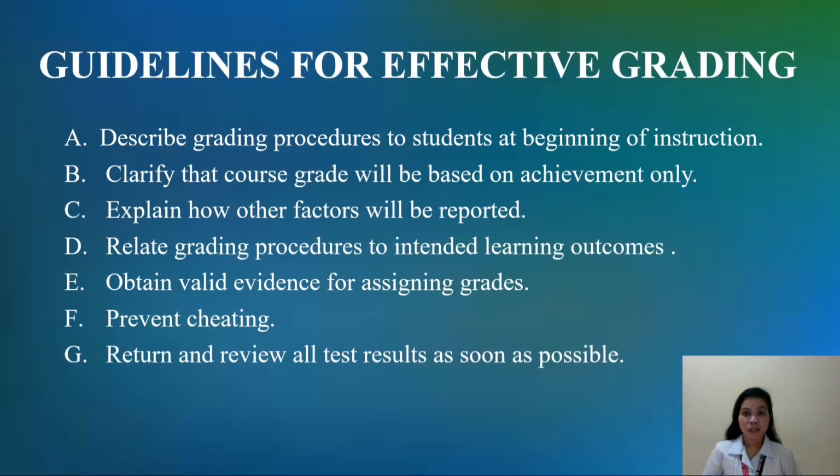Guidelines for effective grading. A. Describe grading procedures to students at the beginning of instruction. B. Clarify that the course grade will be based on achievement only. C. Explain how other factors will be reported. D. Relate grading procedures to intended learning outcomes. E. Obtain valid evidence for assigning grades. F. Prevent cheating. G. Return and review all test results as soon as possible.